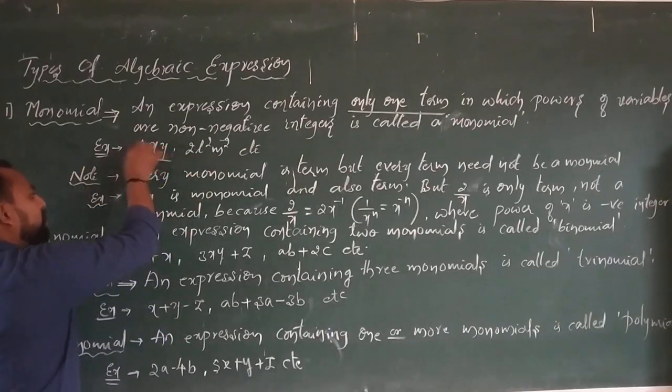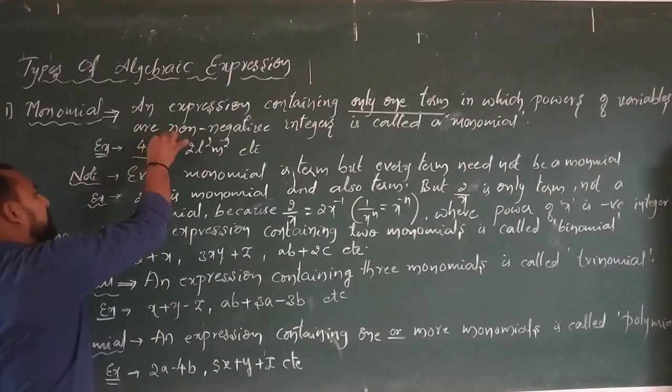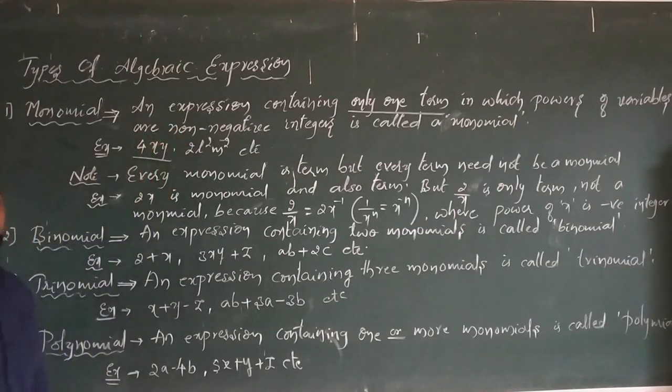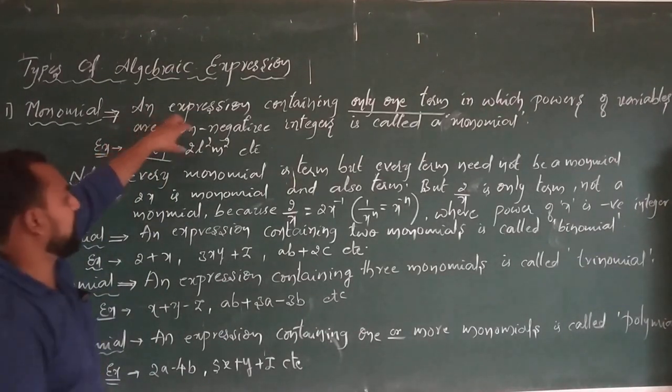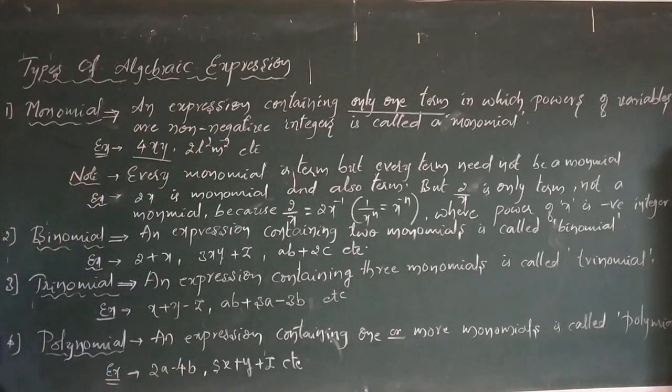Here in between the 4 and x the sign is multiplication. In between the x and y, the sign is multiplication. The multiplication and division do not separate the terms. Okay, 4xy and 2l square m square are examples of monomials.